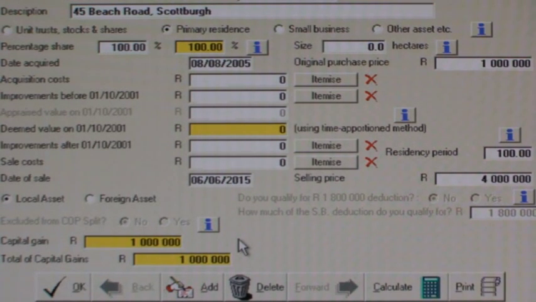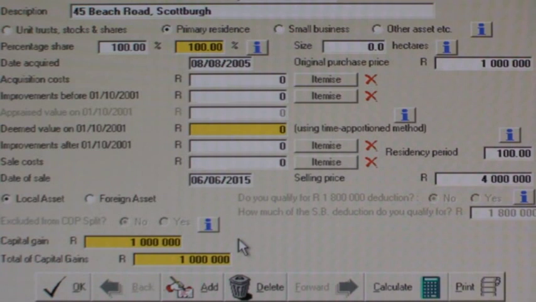Also, with a community of property primary residence, the exemption of 2 million Rand applies to the profit on the property, and the remainder is split 50-50 between the spouses, who each qualify for a 30,000 Rand annual exclusion. The primary residence exclusion is per property, however, and not per spouse married in community of property.